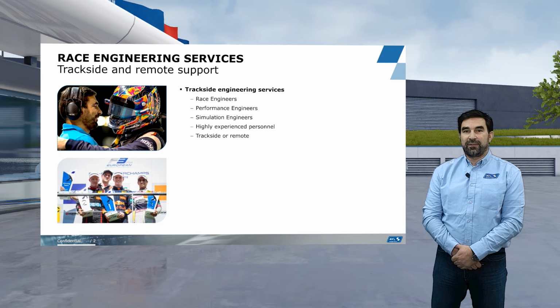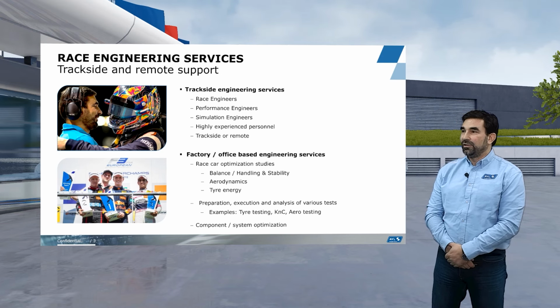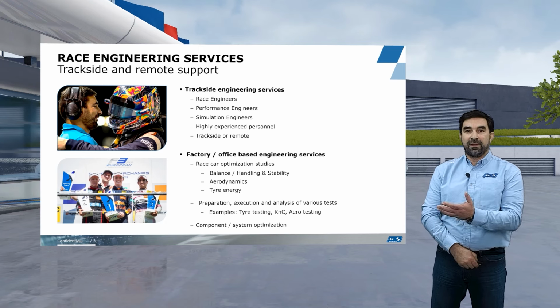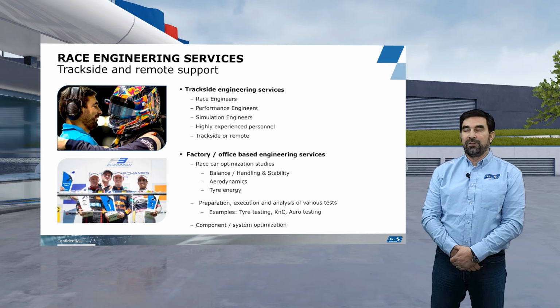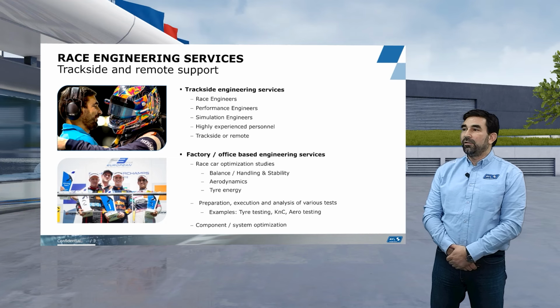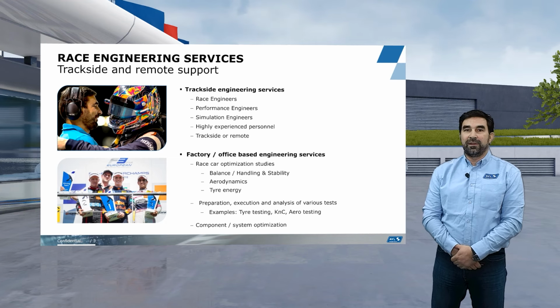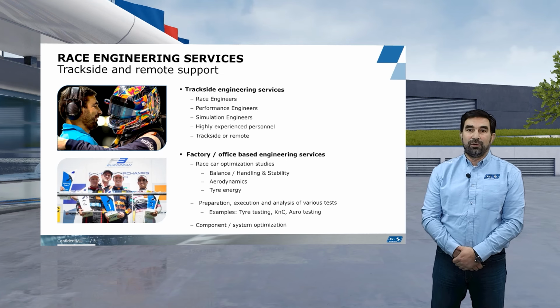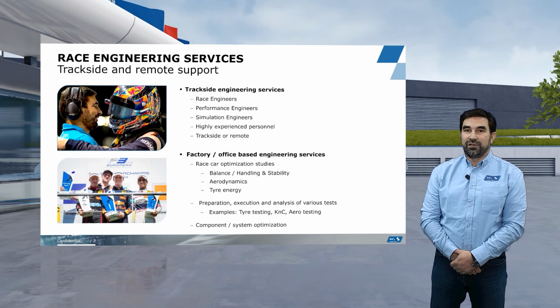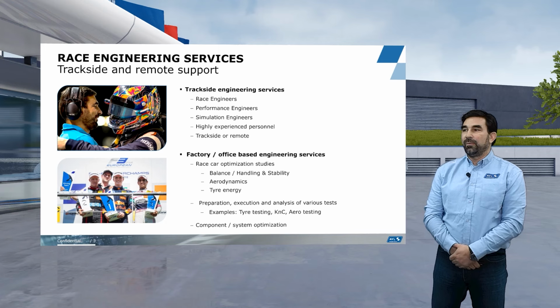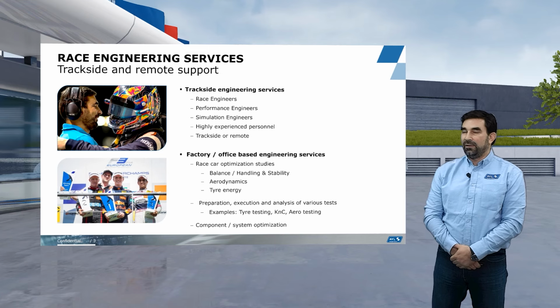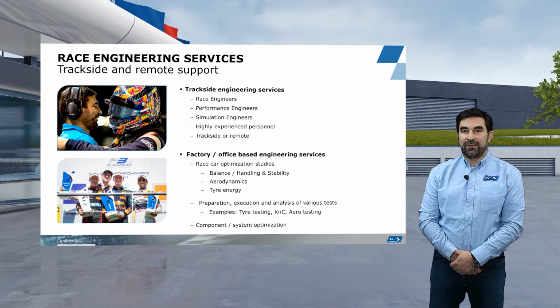Apart from all the trackside work, we also offer engineering services which can be factory-based or even office-based, and I have listed a couple of examples here in the lower part of the slide. For example, we could help you out with race car optimization studies with respect to balance, handling and stability, or aerodynamics, or tire energy. Also, we have done in the past the preparation, execution and the analysis of various tests, such as for example a tire test, an aero test, or even K&C tests.